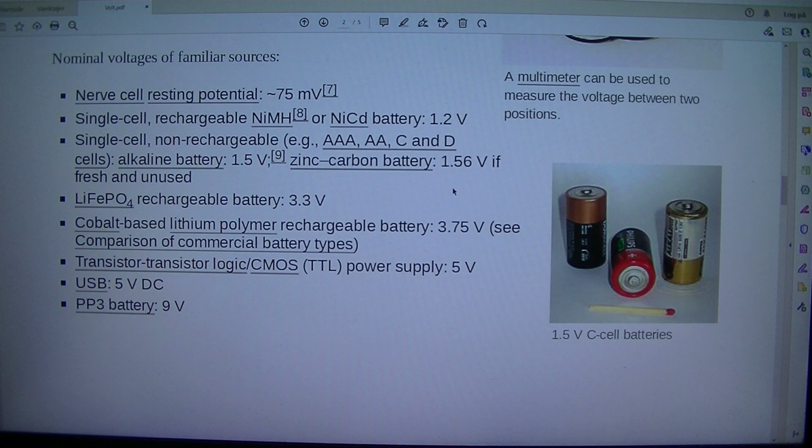when fresh and unused. LiFePO4 rechargeable battery, 3.3 V. Cobalt-based lithium polymer rechargeable battery, 3.75 V. See comparison of commercial battery types. Transistor logic, CMOS, TTL power supply, 5 V. USB, 5 V DC. PP3 battery, 9 V.